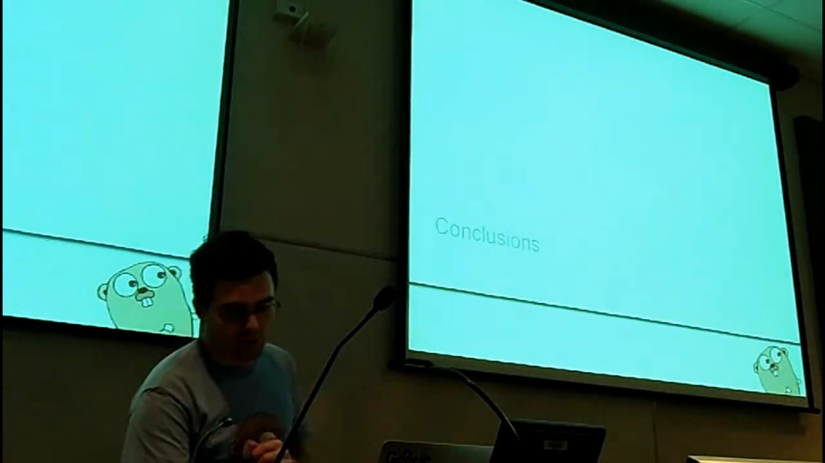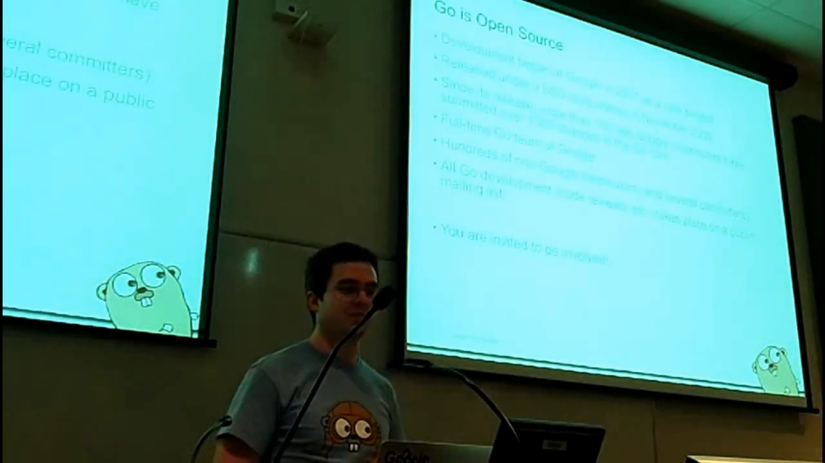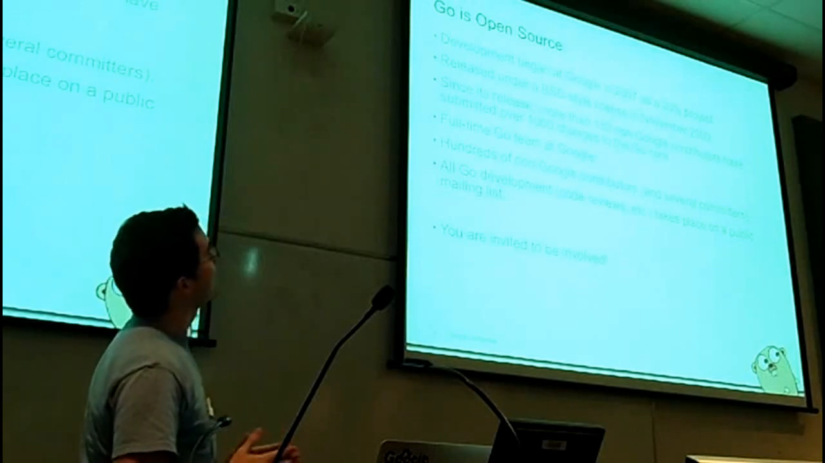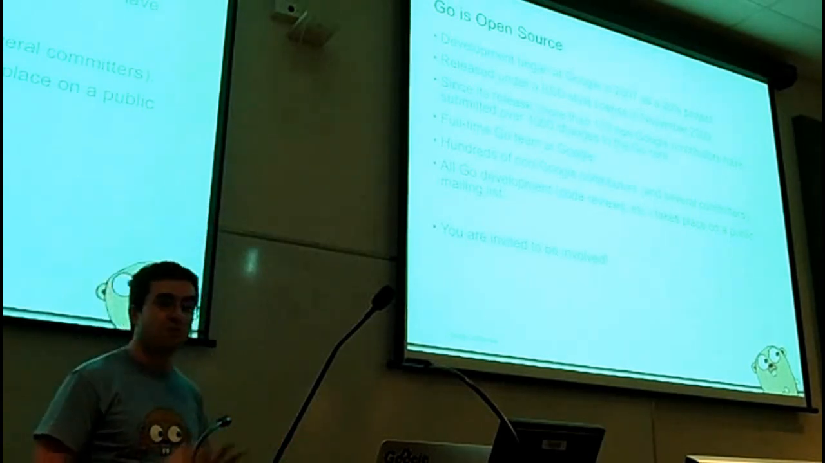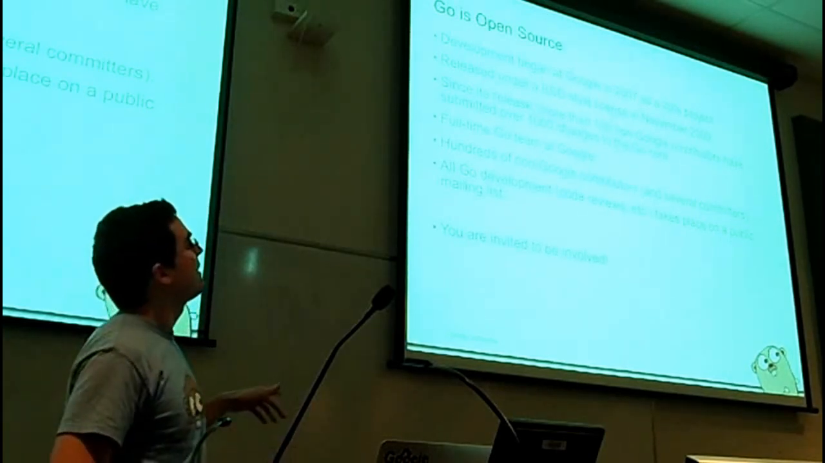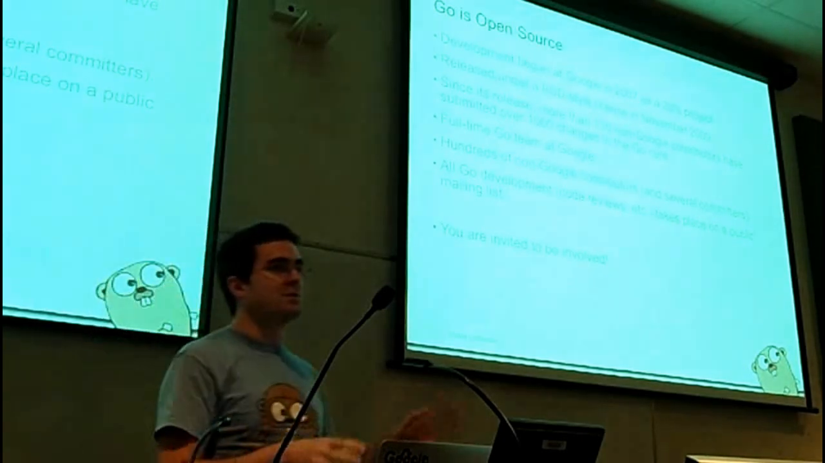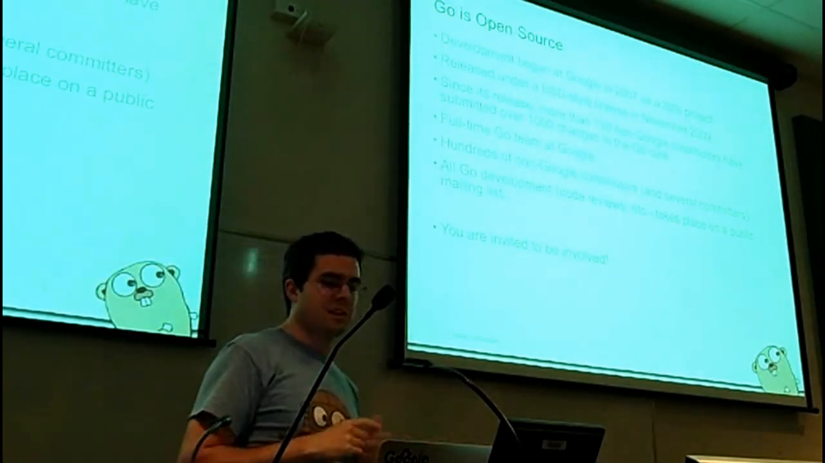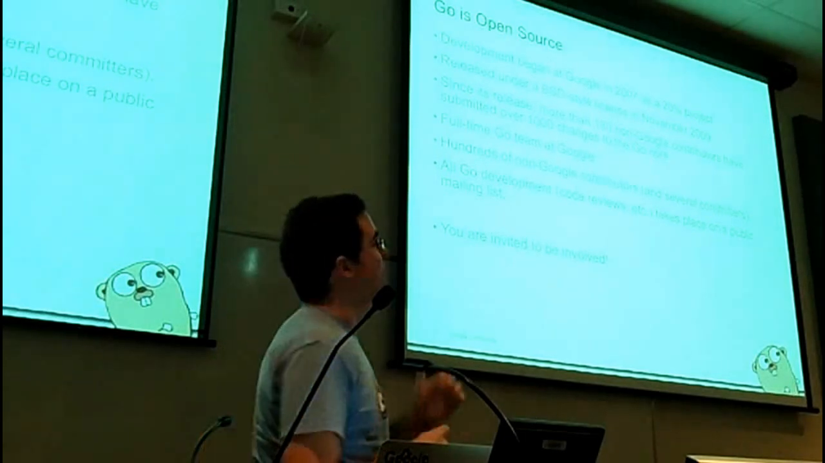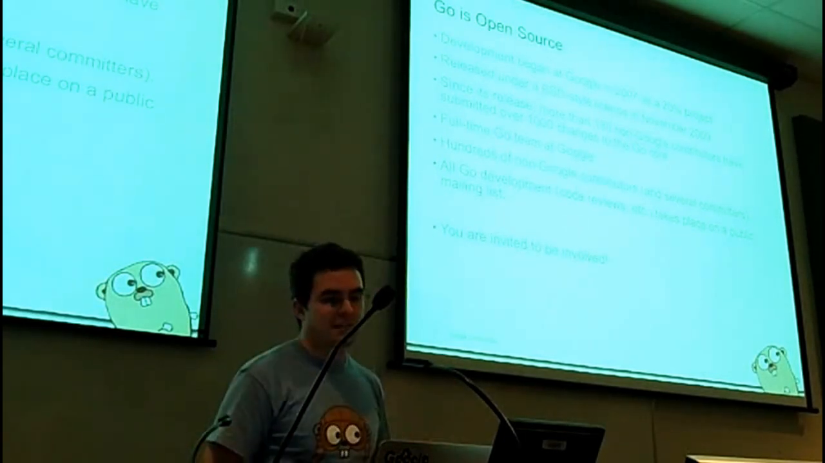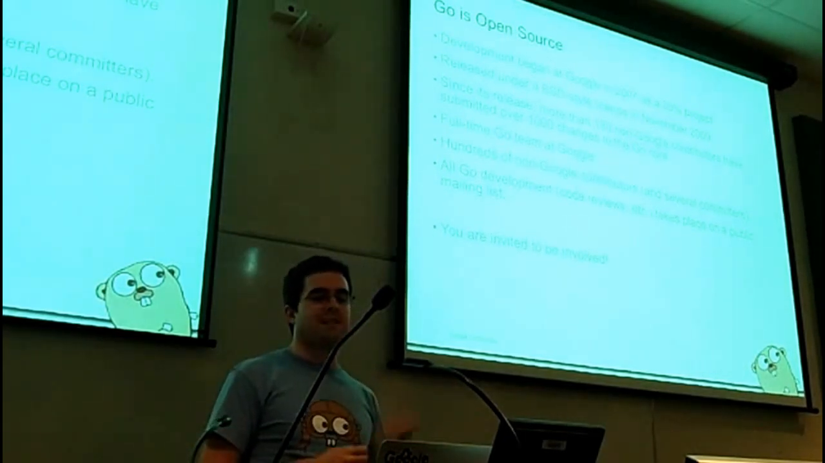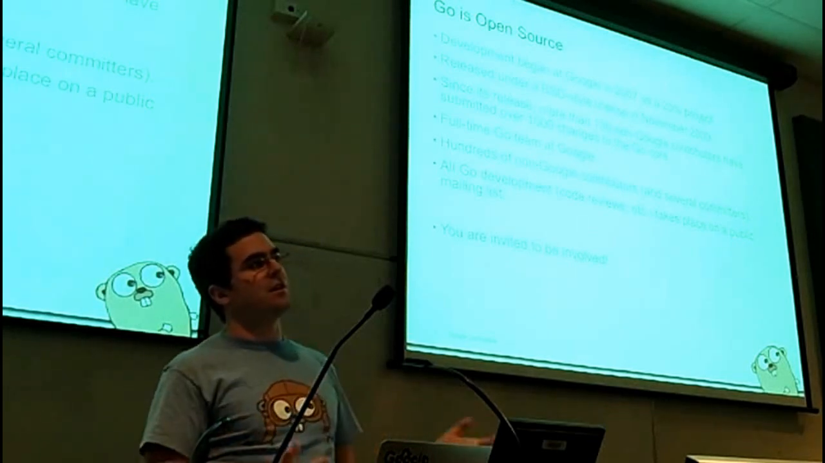So I'm almost out of time. I'll just go to conclusions. I didn't mention this yet, but Go is open source. It's fully open source. We began at Google in private in 2007 as a little 20% project amongst the originators of the language. And then in November 2009, we released it under a BSD license. And since its release, we've done all of our development in the open.